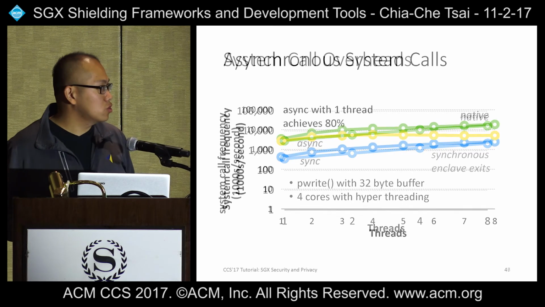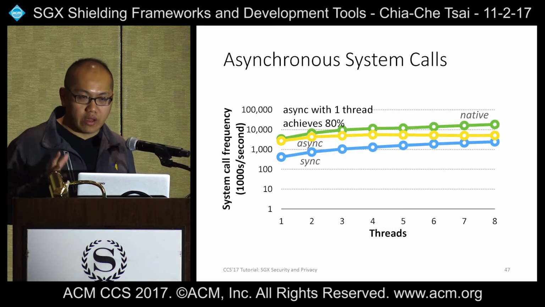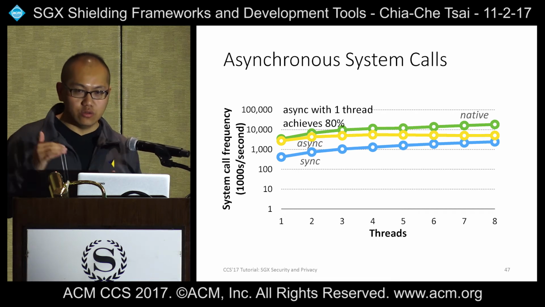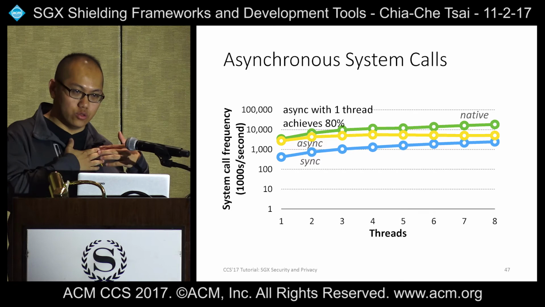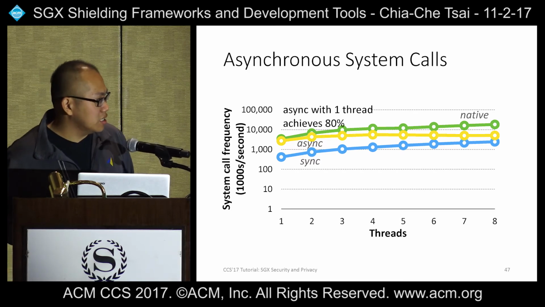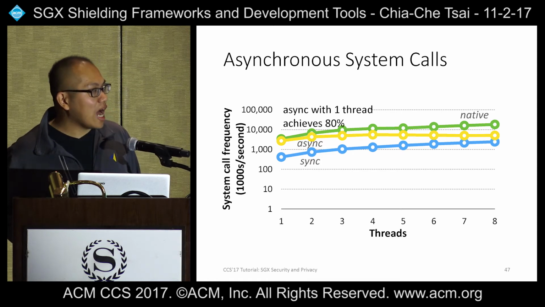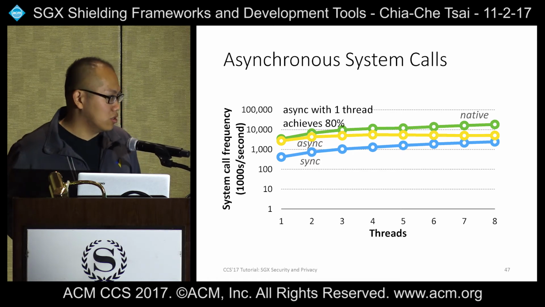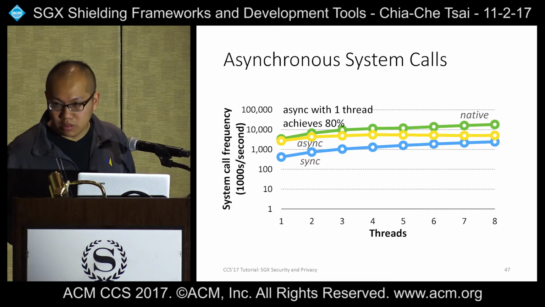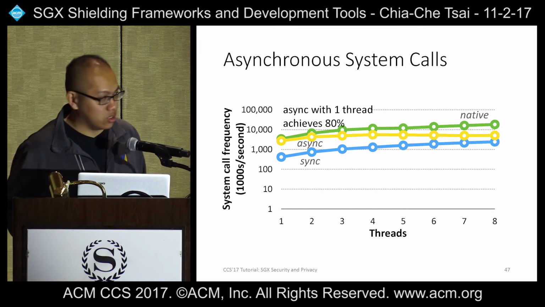The idea was just to do an asynchronous system call. In other words, you don't exit the enclave. Instead, you have a queue between the trusted code and untrusted code, and they use that to do the system call without exiting the enclave. Here you see the asynchronous system call in the middle. It's a lot closer to the native system calls, except in these cases where it might be slightly slower, but still a lot better than the synchronous system calls.